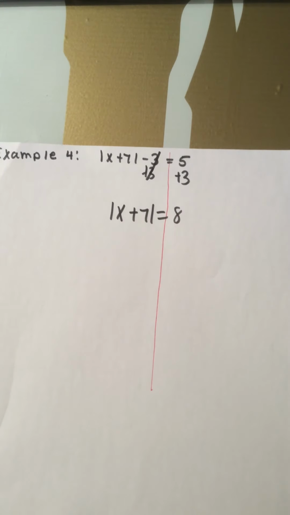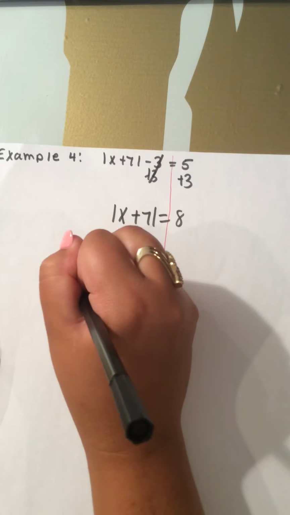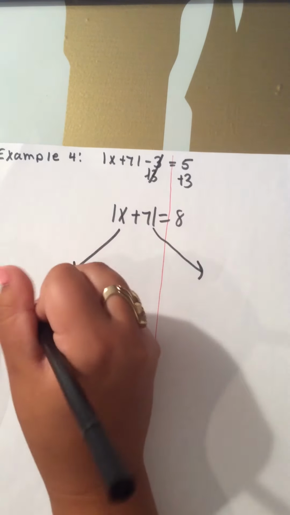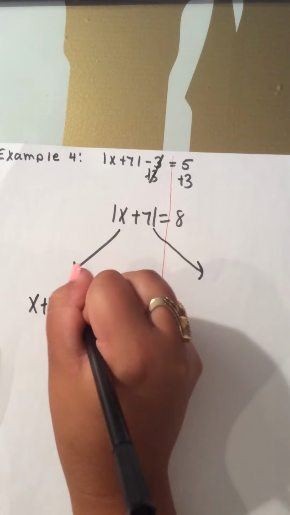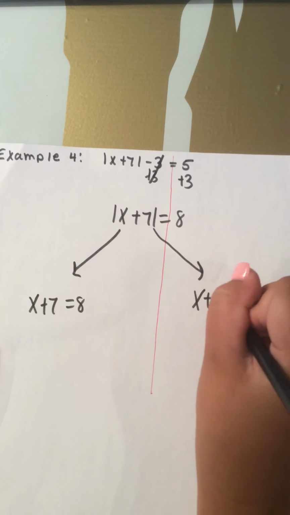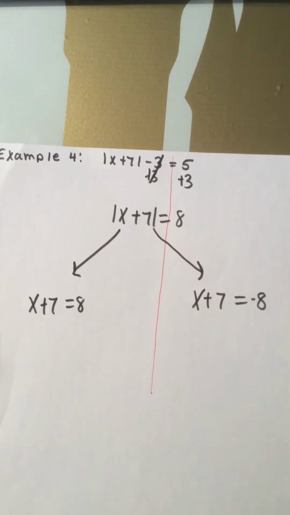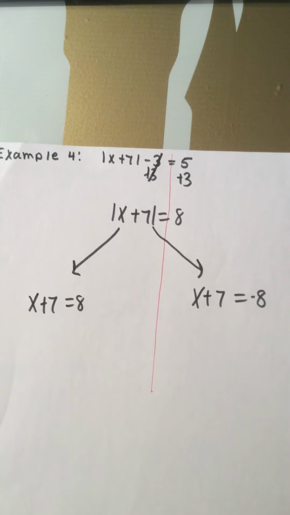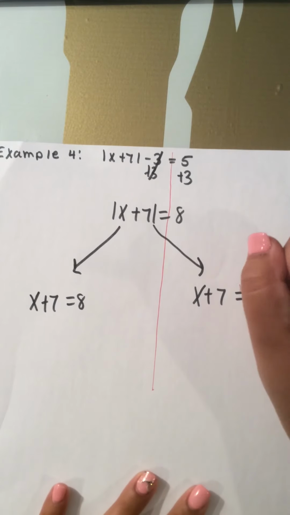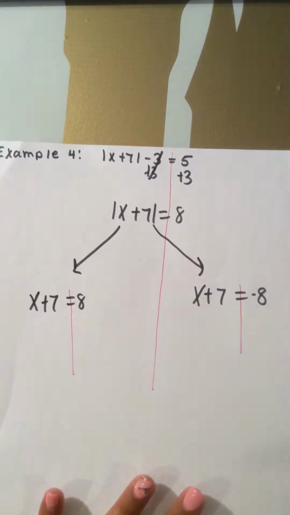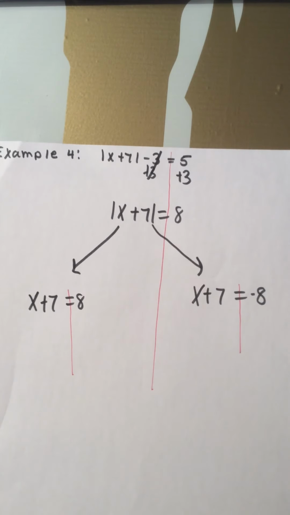Well, now, this is when I can split it up. Okay, and I'm going to use that line again. So I'm going to have x plus 7 equals 8. X plus 7 equals -8. One positive, one negative, because we're finding the distance away from 0. Then I'm going to solve each of these individually. It doesn't matter which one you pick first. You will get the same answers. I typically just solve the one on the left-hand side. But what's really nice is it's x plus 7, so you can do this in your head, but I'm going to show you the work.